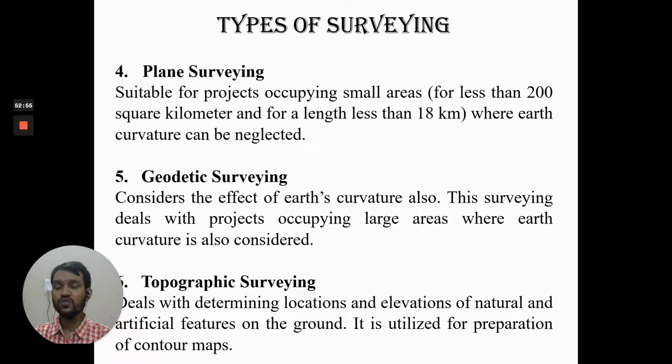And the last one that comes is topographic surveying. What is topographic surveying? It deals with determining location and elevations. We just discussed topographic surveying before, when we were talking about contour maps. Topography basically displays the topography of that particular area. So it shows the land features, the ground features that are present there.